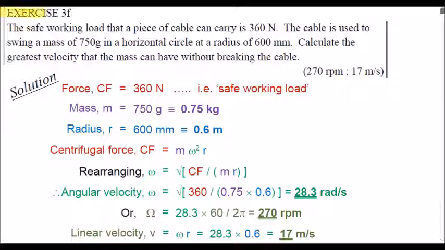So exercise 3F, here's the full worked solution. Information extracted from the question is shown on the previous slide. Our centrifugal force equation has been transposed for omega. In other words, divide both sides by m and r, and then square root both sides. That gives us this equation. And inserting the values, we find the angular velocity is 28.3 radians per second, or converted to RPM, that's 270 RPM. And from the equation v is equal to omega r, we can find the maximum linear velocity, which is 17 meters per second.